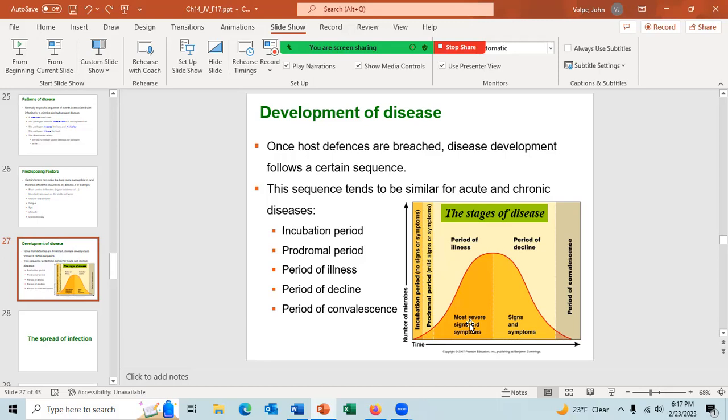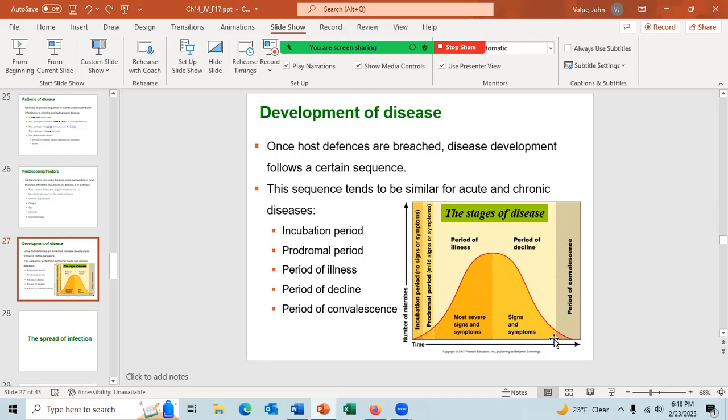Sometimes the disease has no decline period and no period of convalescence. So the disease, it's the period of illness, and then it either always gets worse or the patient dies. AIDS is actually an example where the patient dies when the patient is in the period of illness, in which case there is no convalescence or decline period. Any question about any of that?